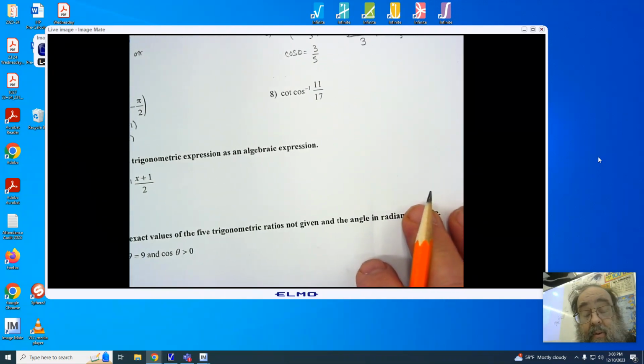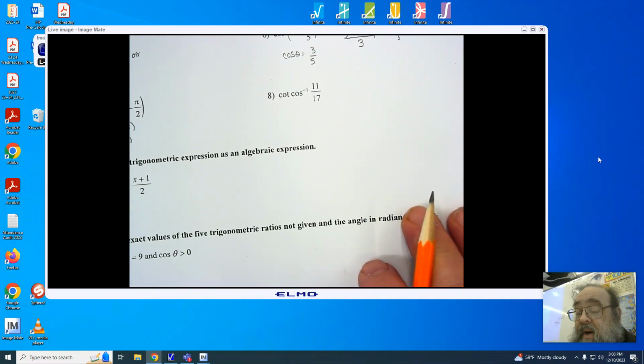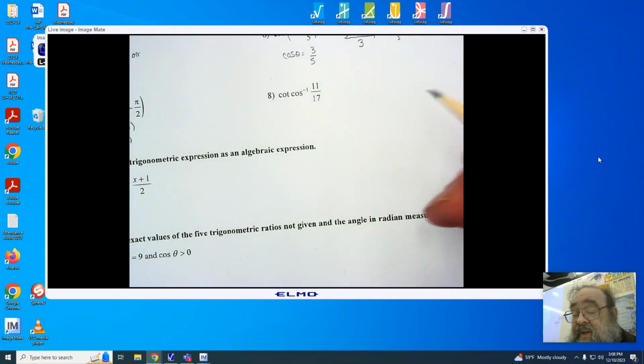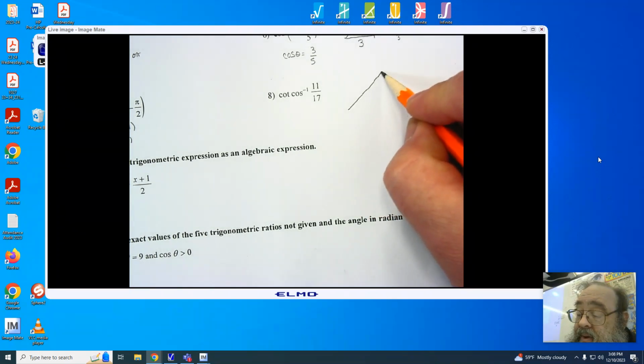We're now going to number 8. Notice number 8 gives me 11/17. It's not our standard triangle. It's not a 3, 4, 5 triangle either. So I'm going to set it up.